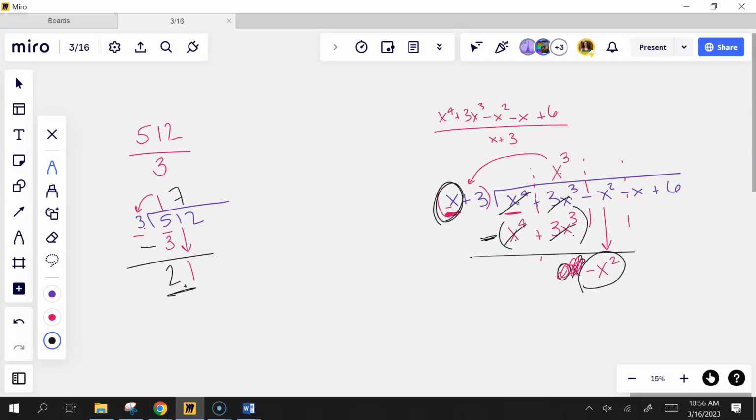What do I multiply x by to get negative x squared? Negative x. I'm going to put that in this column over here. Now, when I multiply around, I get negative x squared minus 3x. Notice I got something here and I don't have a term there. I keep everything in the columns that it goes in. You don't have to do that if you put it over there.